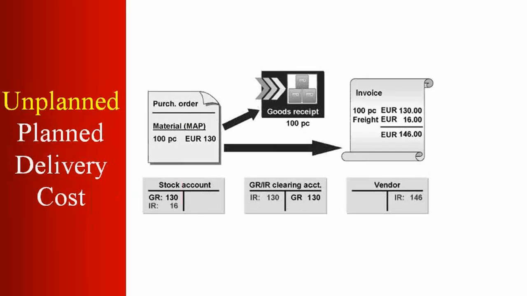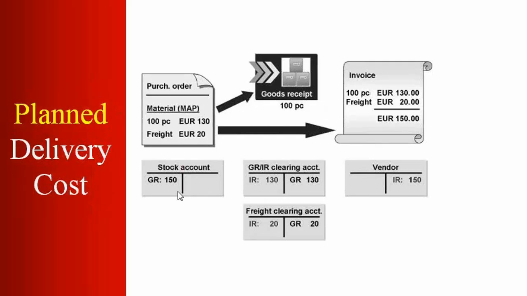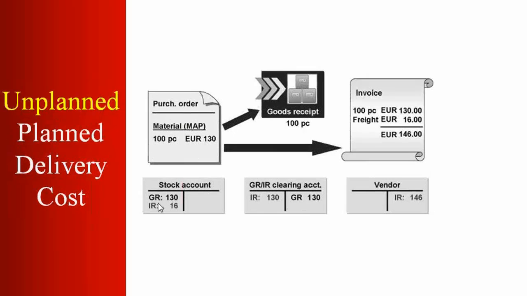However, with unplanned delivery cost, in the beginning we created a purchase order of $100, and later we received the invoice with an extra 16 euro. In this case the system initially posts the 130 euro price in the stock account, and after receiving the invoice it adds another 16, and the vendor is credited with 146 euro. The basic difference is that in the previous version we knew all the prices in the beginning and the same price was posted. In the second case we knew only that 130 euro is the price, but later we received 16 euro extra, so it is added: 130 plus 16. That's the only difference.